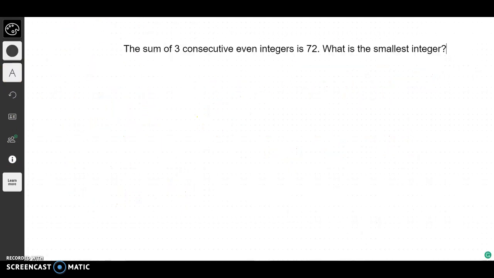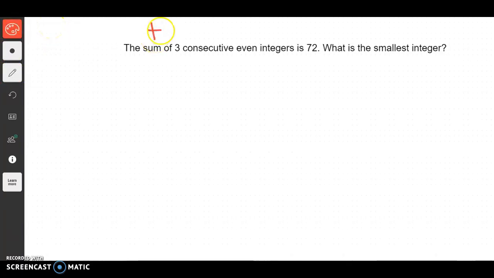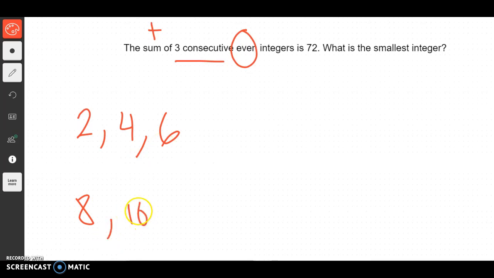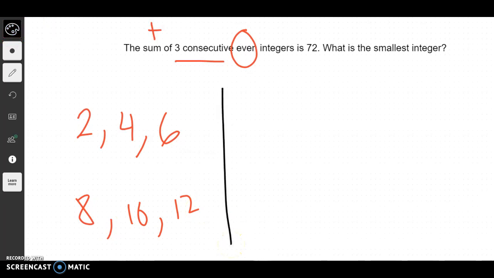Let's try another one. Okay, so for this one it says the sum of 3 consecutive even integers is 72. So again, sum means plus. 3 consecutive means the same thing, but this time they have to be even. So we'd have to have something like 2, 4, and 6, or like 8, 10, and 12. So let's look at this pattern. Even means the even numbers are 2, 4, 6, 8, 10, 12. And the odd numbers are like 1, 3, 5, 7. So they are like half the number set.